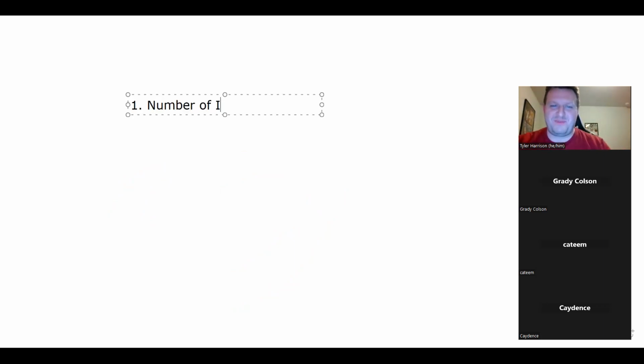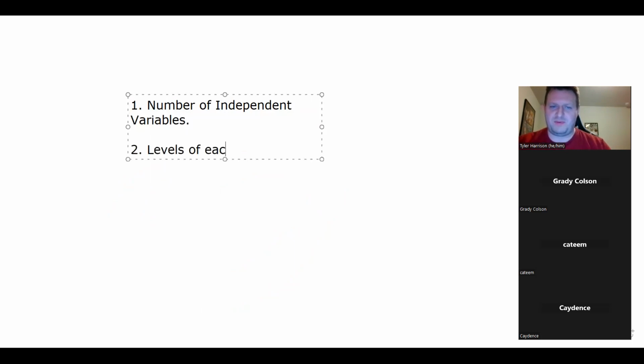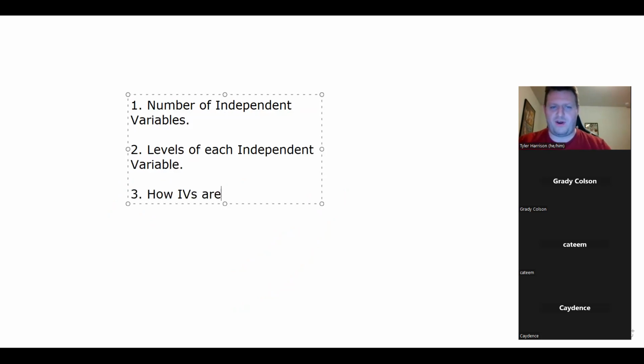Okay. So when we're naming an ANOVA, there's three things that we care about. The number of independent variables. That's thing number one. Two is the levels of each independent variable. And the last one is how IVs are manipulated.